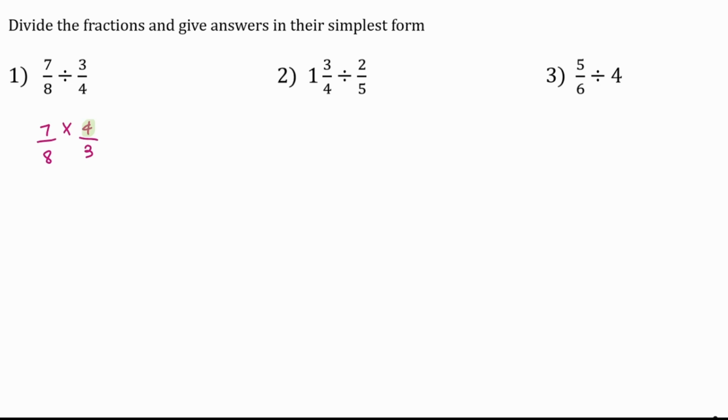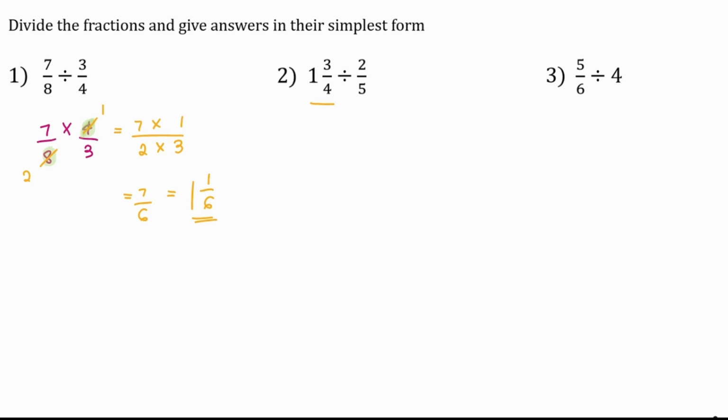I do have 4 and 8 in my numerator and denominator, which are both in the 4 times table, so I have a common factor of 4. I can simplify these. 4 divided by 4 is 1, 8 divided by 4 is 2, and I can now rewrite this as 7 times 1 over 2 times 3. 7 times 1 is 7, and 2 times 3 is 6. Because this is top heavy, I can write it as a mixed fraction, 1 and 1/6, and that is my final answer. For number 2, we've got a mixed fraction.